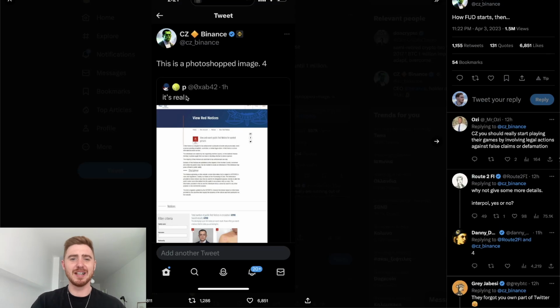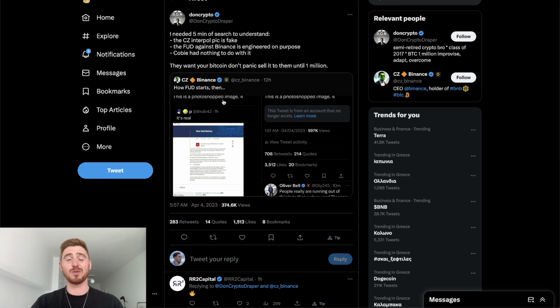Now, of course, this does seem to be completely fake, fabricated fear, uncertainty, and doubt created to scare the market. CZ himself saying that this image has been photoshopped and then pointing again to number four, which is him saying, ignore the FUD out there. So of course you guys have to make your own decisions here. Do you think that this was another attack targeted at CZ or the overall cryptocurrency market? Who do you reckon might have been behind this?